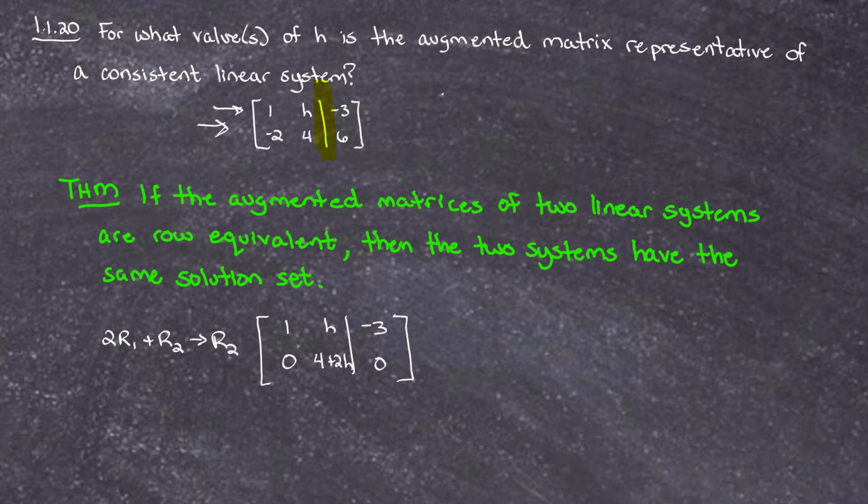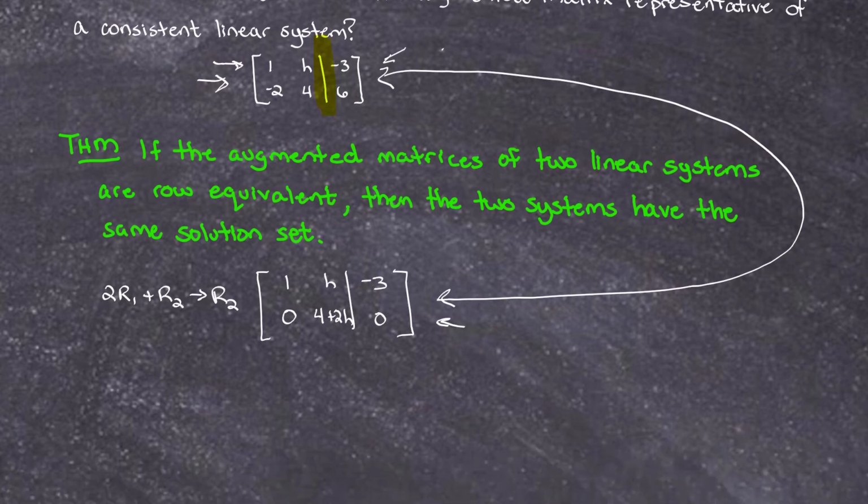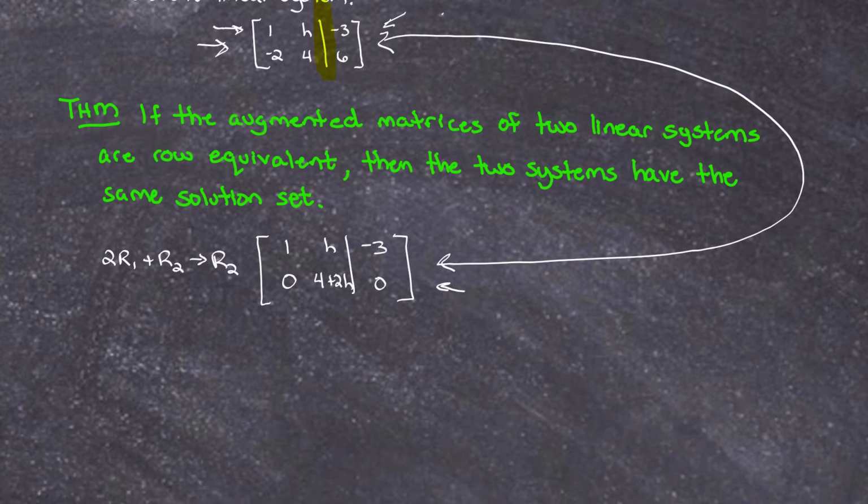At this point, there's nothing else you really need to do, because this augmented matrix, which I arrived at through elementary row operations, is row equivalent to the first. These two augmented matrices are row equivalent, so the solution set for the linear system of the first augmented matrix will be the same as the solution set for the linear system of the second. And that second augmented matrix is letting us know that we have 1 x sub 1 plus h times x sub 2 is equal to a negative 3.